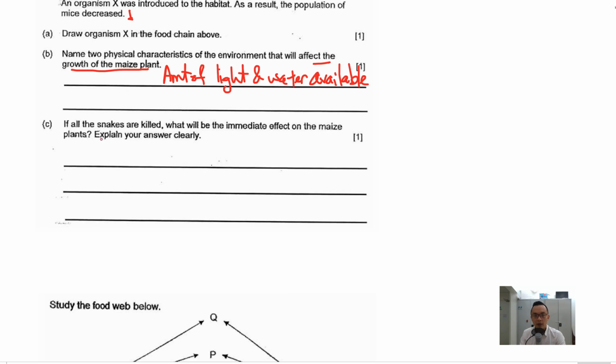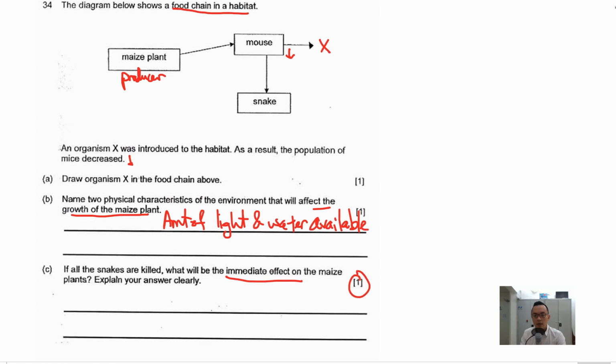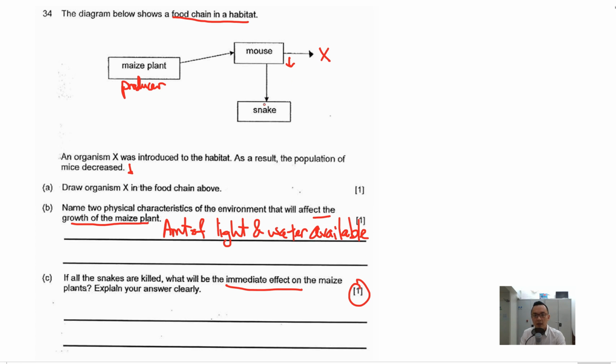Now, if all the snakes are killed, what will be the immediate effect on the maize plants? Explain your answer clearly. Take note, it's a 1-mark question. If all the snakes are killed, so this one goes down to 0, what will be the immediate effect on the maize plants? Let's look at my grass, deer, and lion again. If all my lion goes to 0, there will be a great increase in the amount of deer, and therefore a great decrease in the amount of grass.